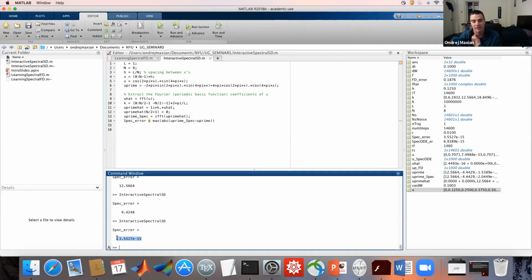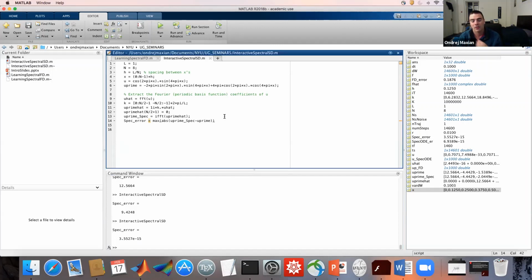Fantastic. We have represented the function exactly on the grid, and we took the derivative almost exactly. So now the question I want to ask you is, let's compare that to the finite difference approach.